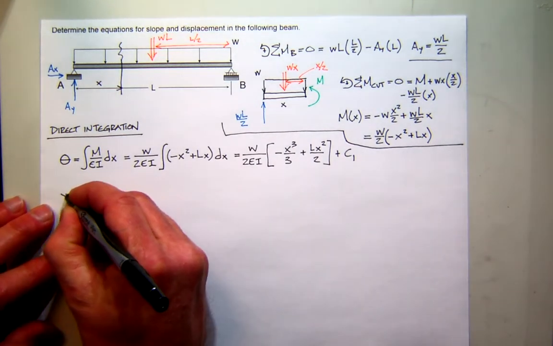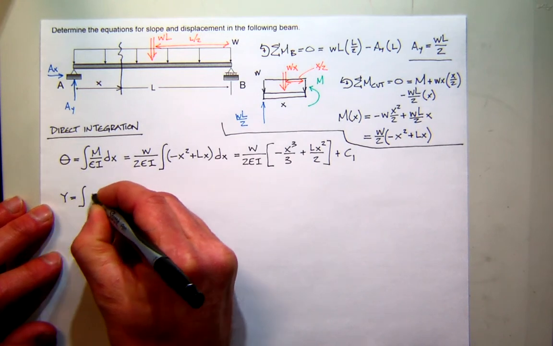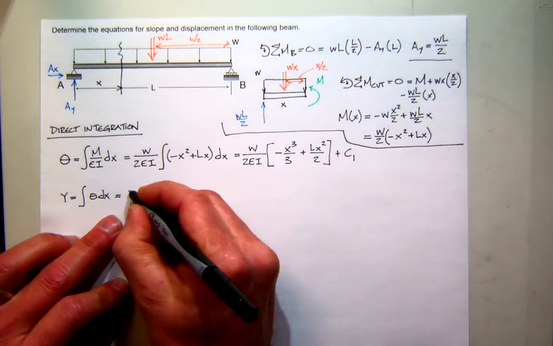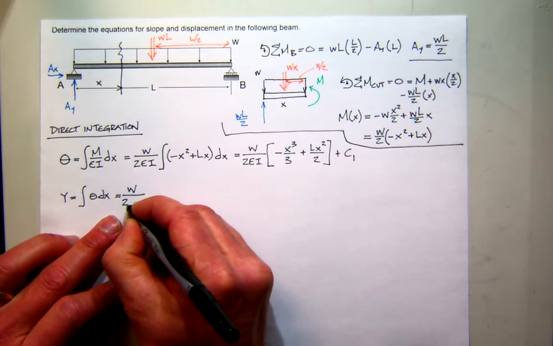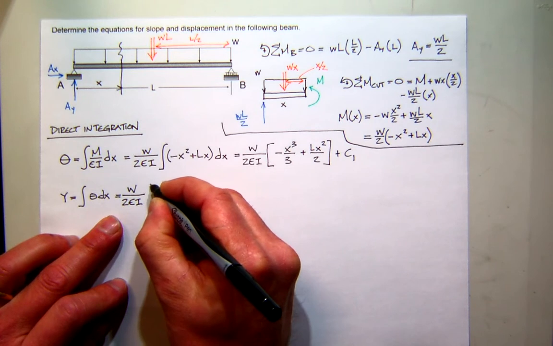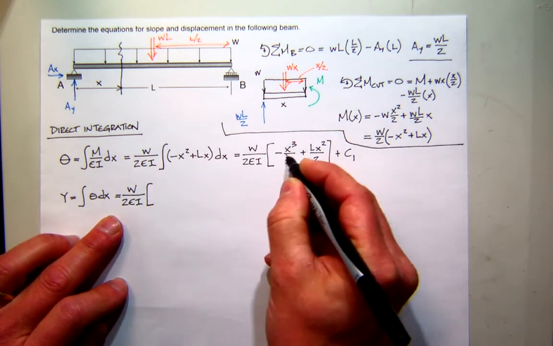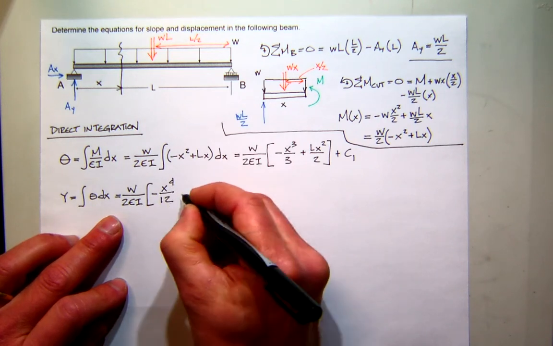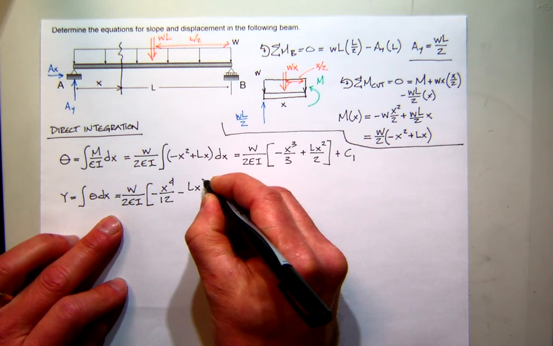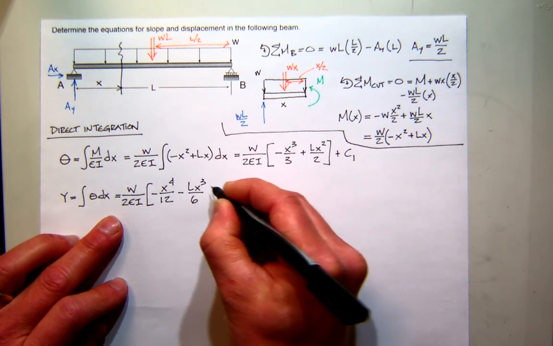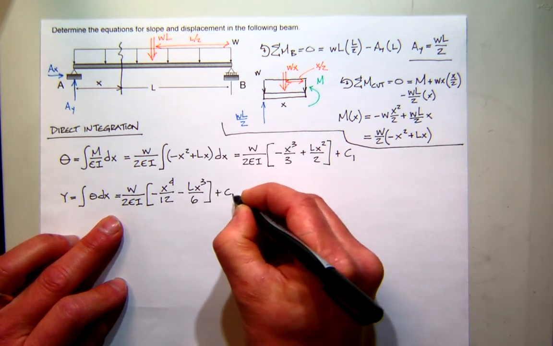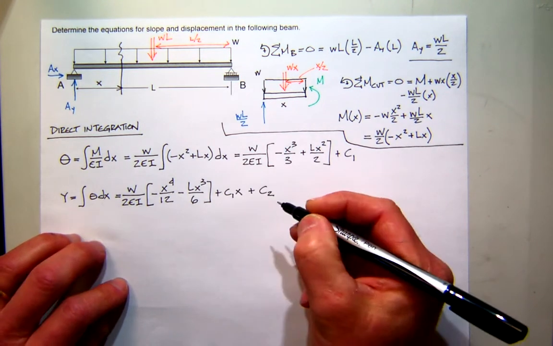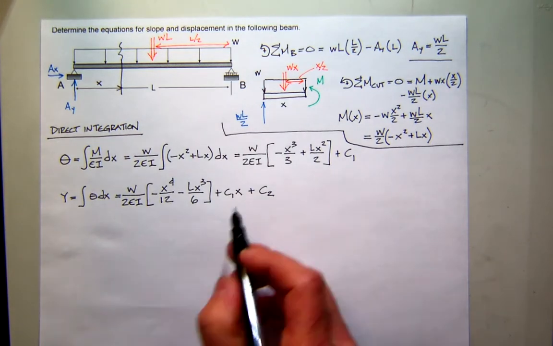So my second equation says that y is the integral of slope. So let's integrate this equation. Again, I have my w over 2EI constant. And I'll go ahead and integrate this. So this will be negative x to the 4th over 12 minus Lx cubed over 6 plus C1x plus C2. Now I've got two constants.